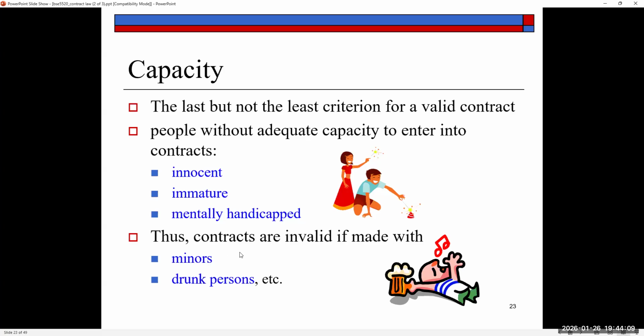So contracts are invalid if made with minors. Minors, the opposite of adults, not adults. Drunk persons like this guy. That means when they sign a contract, maybe they were drunk. They were not aware what the contract is about, but signed it.